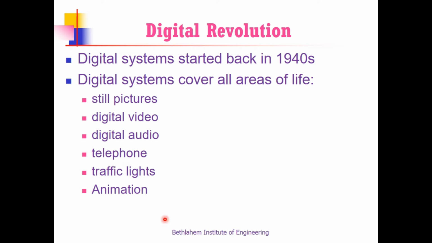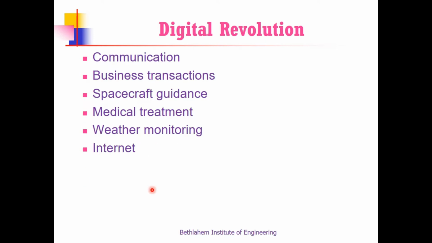And this digital system started back in the 1940s, and these are the areas that are covered by digital systems: still pictures, video, audio, telephone, traffic lights, animation, communication, business transactions, spacecraft guidance, medical treatment, weather monitoring, internet. So almost all areas are covered by the digital systems. That's why digital electronics is preferred over analog.